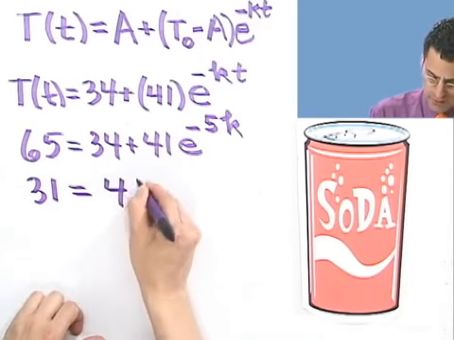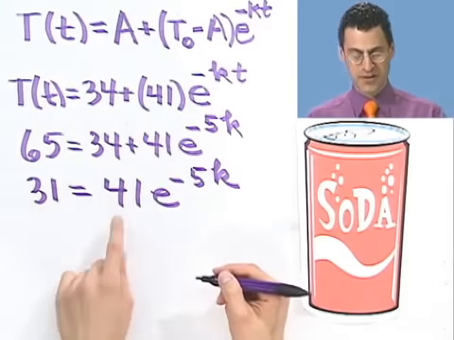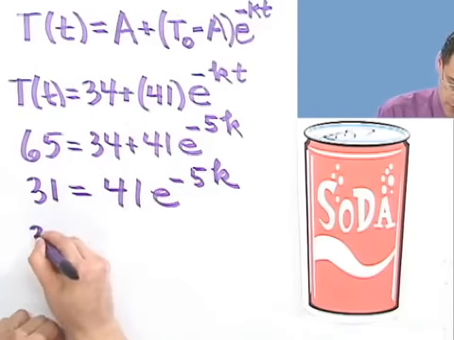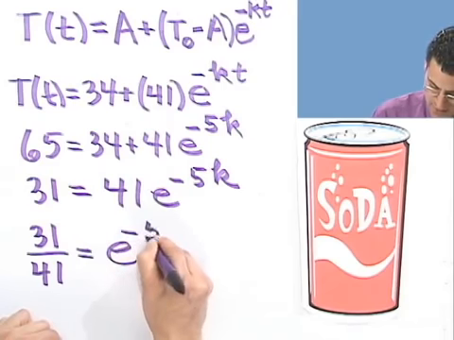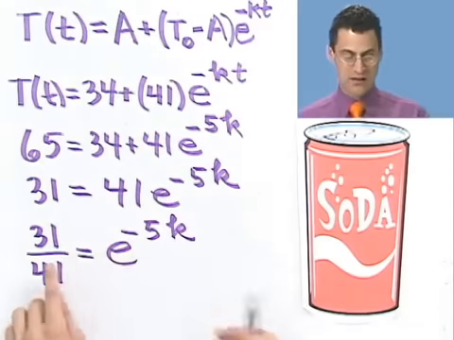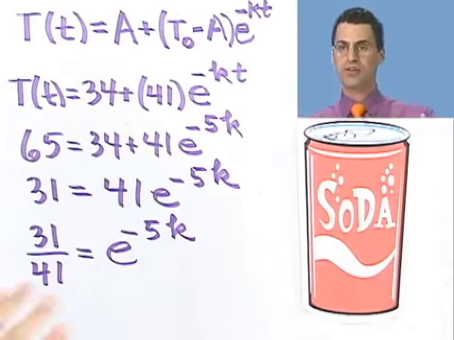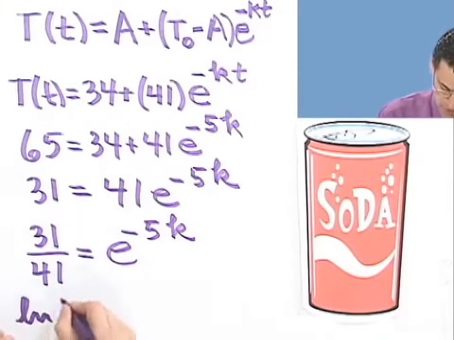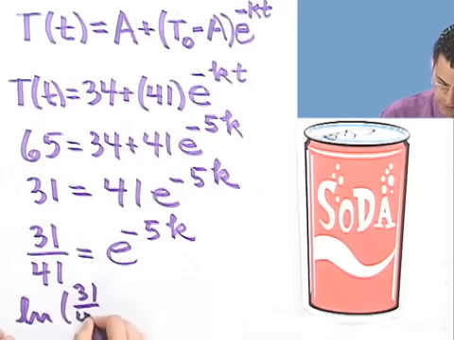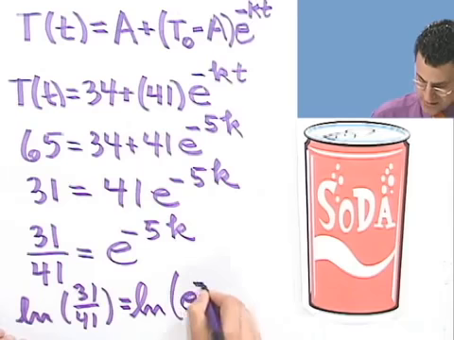And that equals 41 e to the minus 5k. I'll divide both sides by the 41 here, and I see 31 divided by 41 equals e to the minus 5k. How do I solve an exponential of this sort where the variable is upstairs in the attic? I want to get it on ground floor, so I'll take the natural log. If I take the natural log, I see natural log of 31 over 41, and that equals the natural log of e to the minus 5k.